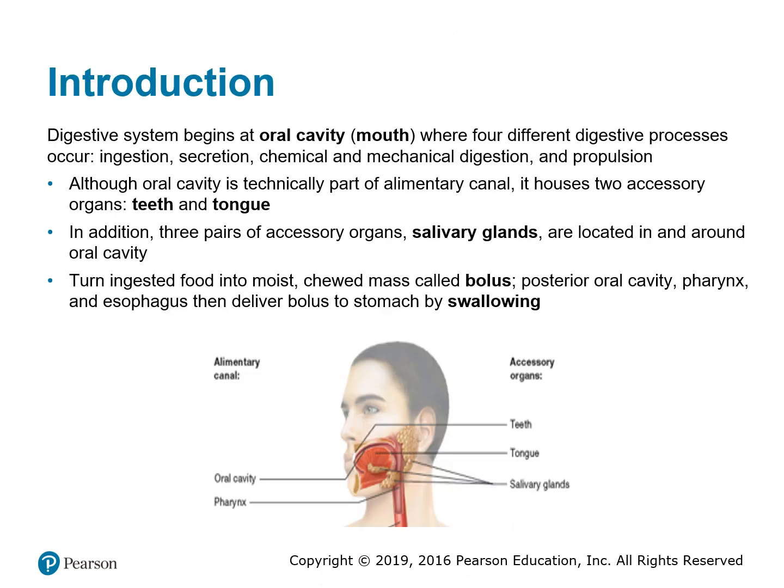Okay, so we're going to start talking about the different parts in more detail. We're going to start with the oral cavity and the stomach, and then in part two, we'll talk about the small intestine, large intestine, and the remaining organs. The oral cavity, in other words the mouth, has different digestive processes, including ingestion, where you put the food in your mouth, secretion, when mucus or other components are made, chemical and mechanical digestion, and propulsion as well.